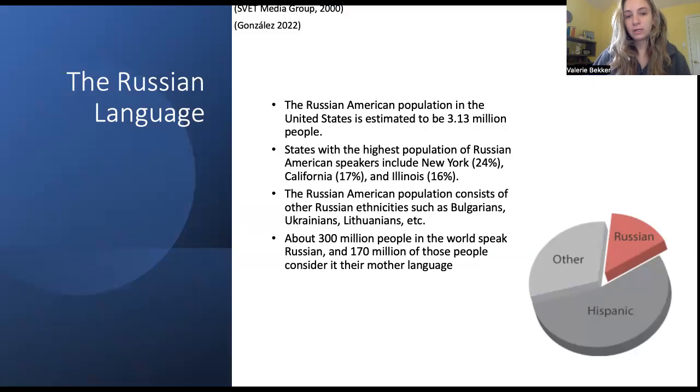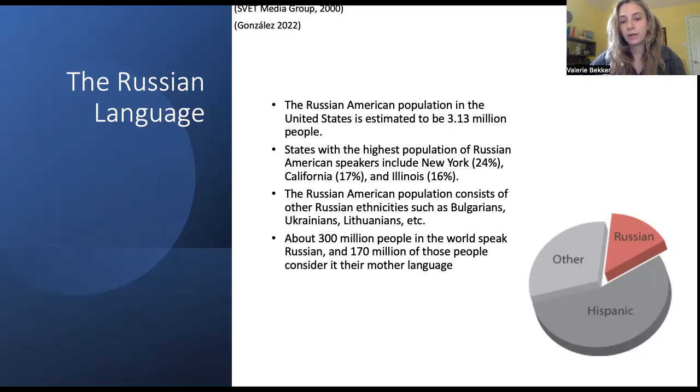It is considered to be one of the most complex languages in the world, and it's also the fourth most spoken language in the world. The Russian American population in the US is about 3.13 million people. States with the highest population of Russian American speakers include New York, California, and Illinois.